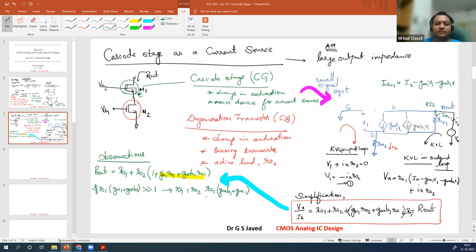Now, in this case, again, this is a factor. If this product is very large compared to just RO1, so if GM1 plus GMB1 times RO1 times RO2 is very large compared to simply RO1, then the total Rout impedance can be approximately written as the GM of the input, that combination GM1 plus GMB1, times the Rout of this device, RO1, multiplied by the Rout of the cascode device, RO2. So this would be an extremely large output impedance.